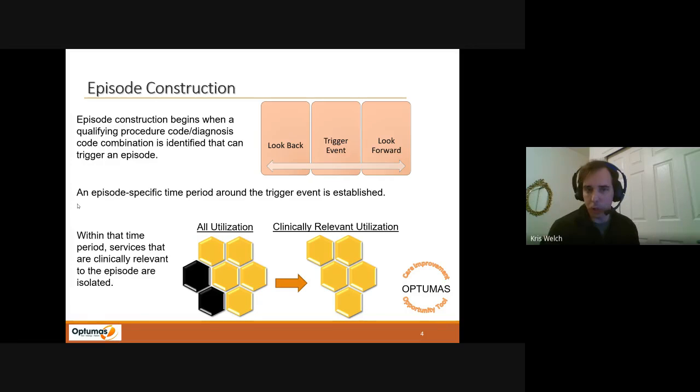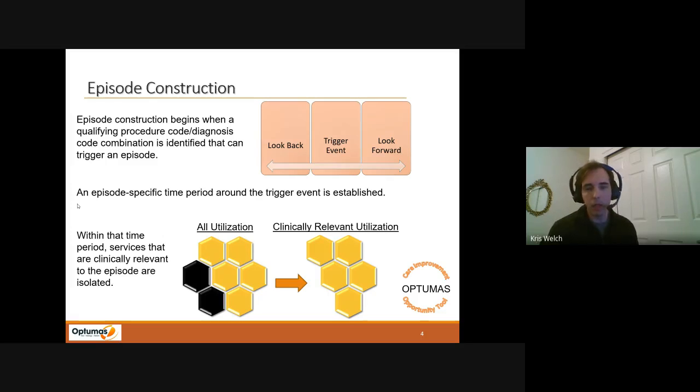So for example, a procedural thing, if you go in for a surgery, there might be a smaller look back window and forward window. But if you have something like diabetes, that's going to be kind of a chronic condition, then that would be something that lasts a lot longer. And we have just kind of a little picture down there at the bottom.